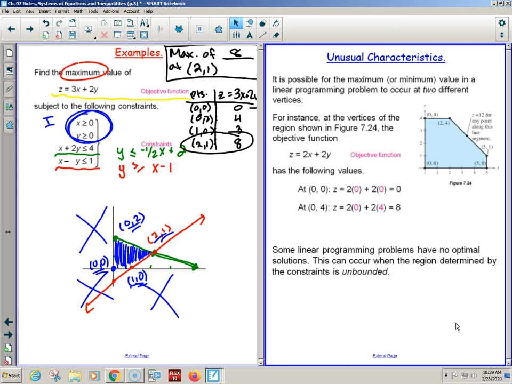But for our purposes, guys, I just want to know, can you find the max? Can you find the min? I don't really care if there's a tie or not. I just care whether or not you can see what the highest the objective can go, or the lowest, using this whole, let's sketch, let's overlap, let's find corners, and let's plug in.